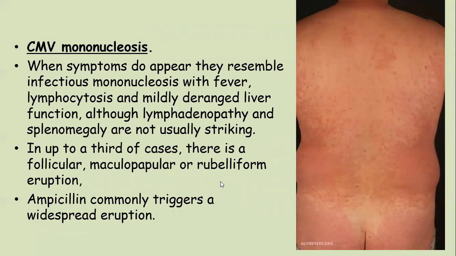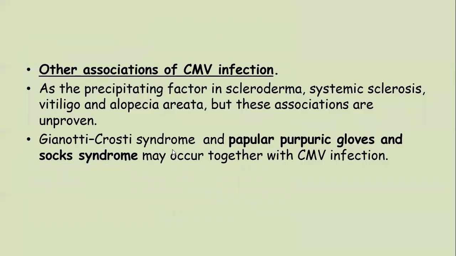Then cytomegalovirus mononucleosis. The symptoms resemble infectious mononucleosis with Epstein-Barr virus and are characterized by fever, lymphocytosis, mildly deranged liver functions, although lymphadenopathy and splenomegaly are usually not striking. In up to a third of cases, there is a follicular, maculopapular, or rubelliform eruption. Ampicillin commonly triggers the eruption, as it does in infectious mononucleosis.